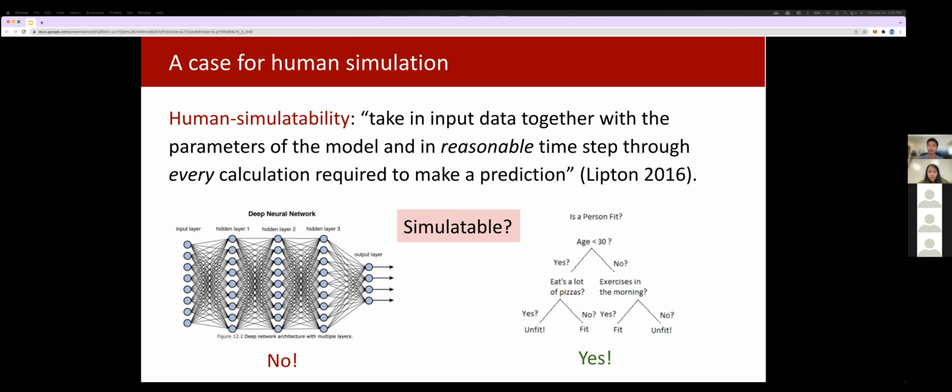So if I give you a deep learning network, you can't just do a bunch of matrix multiplications by hand. That doesn't count. For example, something like a linear model or decision tree is simulatable because I can easily look at it and say, this is why it said this particular thing.